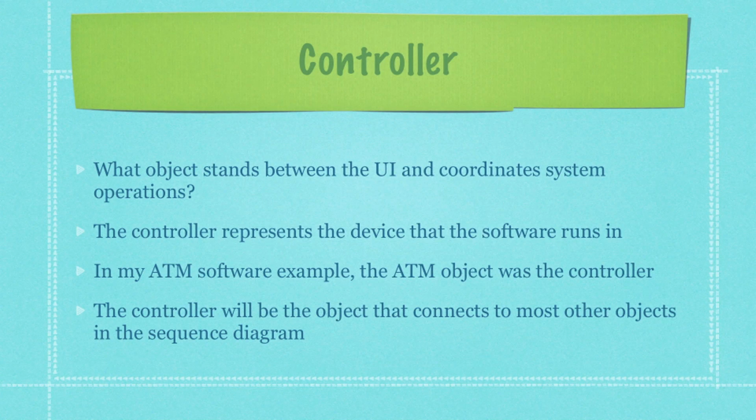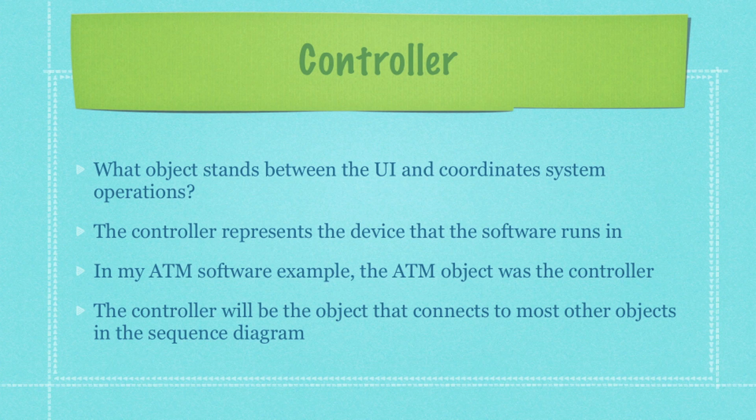So let's take a look at controller. This is the final part I'm going to cover in this tutorial. And whenever you're creating a controller, the question you're going to be asking is what object is going to stand between the UI and is going to coordinate all of the system operations. That guy is going to be called the controller. And in most situations, the controller is going to represent the device that the software runs in. In my ATM software example, the ATM object was the controller.